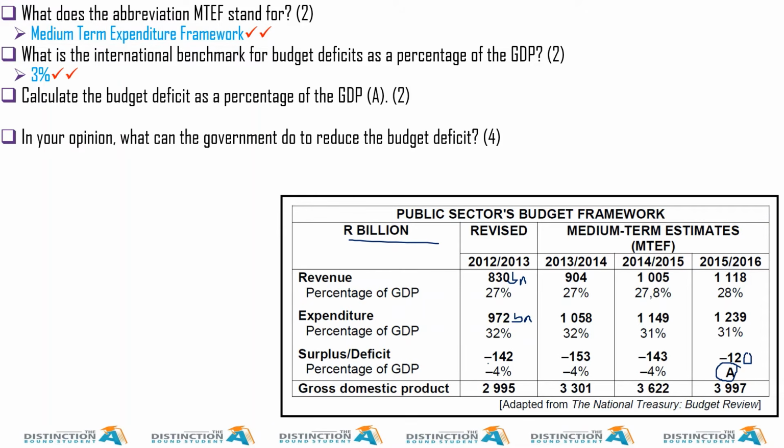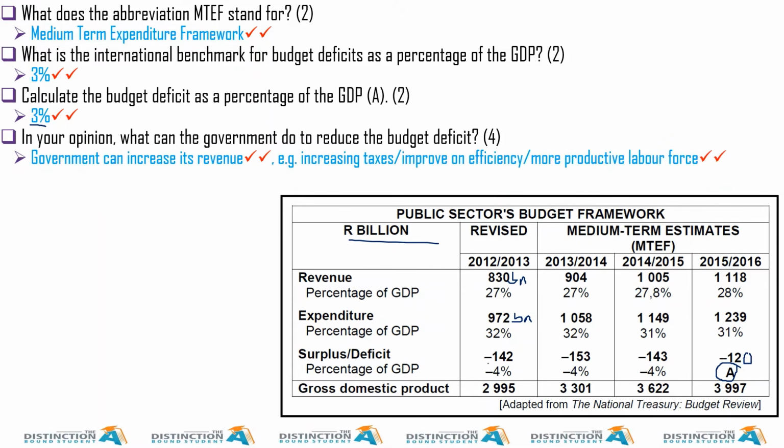Then times 100. What will you get? 3%. I think I was supposed to calculate this before just to see, but use negative 120. I'm sure you get 3.0 something percent. In your opinion, what can the government do to reduce this budget deficit?